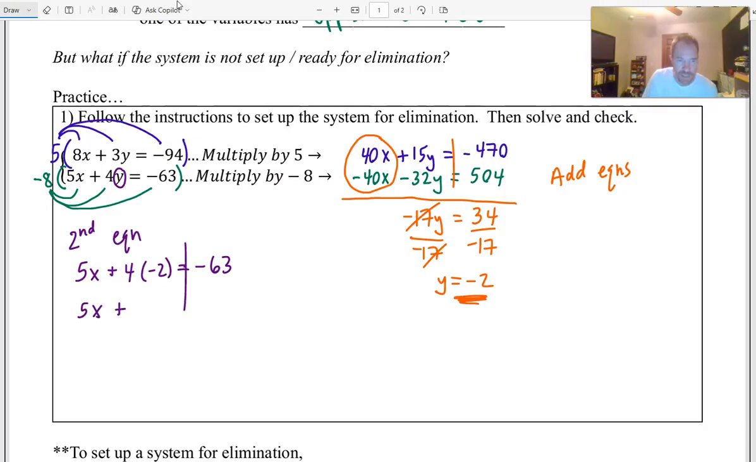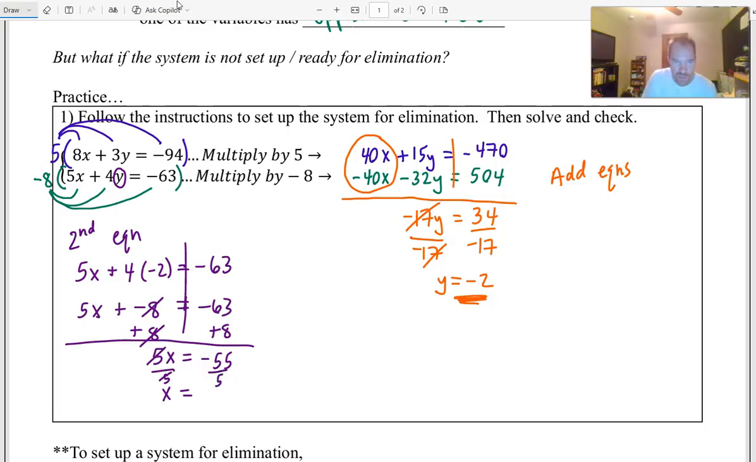5x plus a negative 8 will equal a negative 63. I can add the 8 on both sides. Cancel the negative 8. This will be 5x equals negative 55. And then x equals, I've got to divide by 5. Divide by 5, and x will equal negative 11. All right, so I believe I've solved the system.